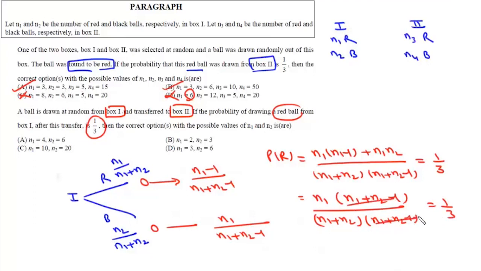Now here if we take n1 common, we can write this as n1 into n1 plus n2 minus 1 upon n1 plus n2 into n1 plus n2 minus 1, and this is 1 by 3. Now here it will cancel. So n1 upon n1 plus n2 will be equal to 1 by 3, or 2 n1 must be equal to n2. Now option A is not true. Option B is also not true. Correct options are C and D. And that is the answer to this question.